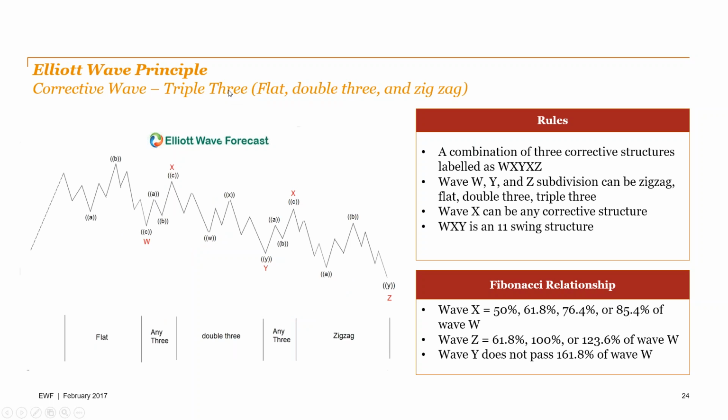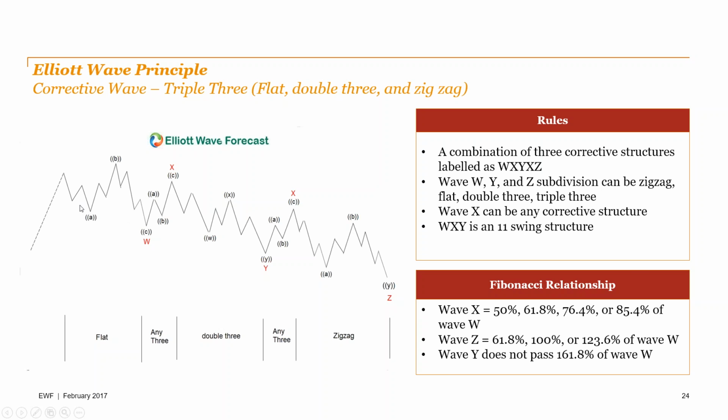Triple 3 is nothing more. I mean, if you understand double 3, you will have no problems with triple 3 because triple 3 is just a combination of 3 corrective structures, and we connect them with WXY, X, Z. All right, so before it's WXY, now we put X and Z. So here is an example.